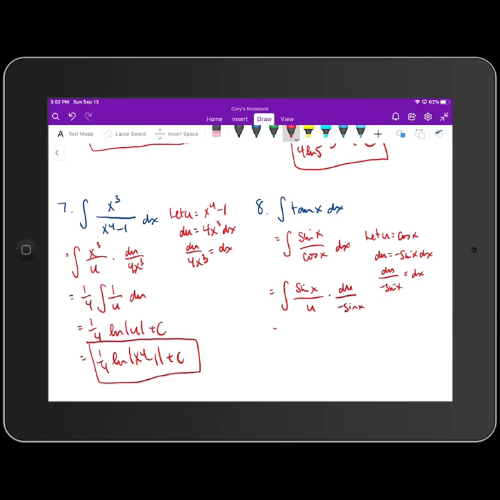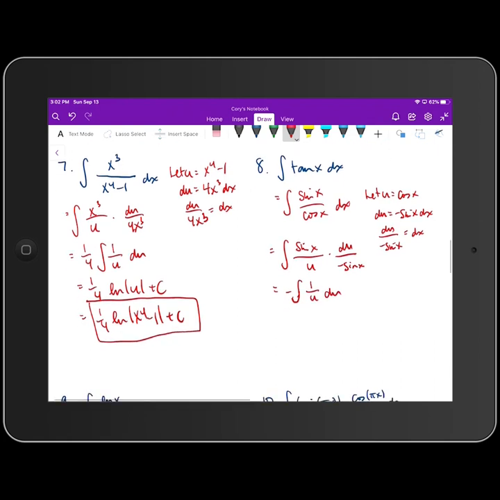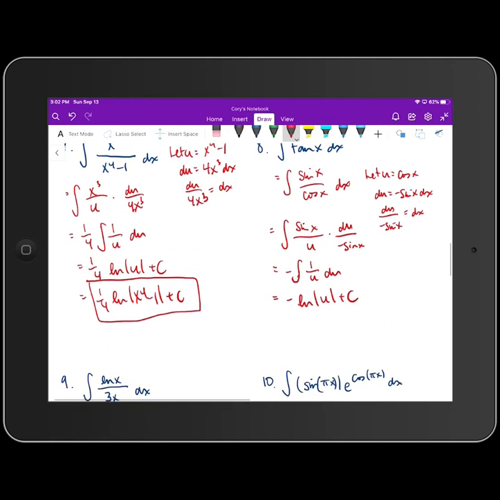So the factors of sine cancel. We can pull the factor of -1 out front, and this becomes the opposite of the integral of 1 over u, which we're integrating with respect to u. So we have our integral written in terms of u and du only, which is what we want, so that's good. The antiderivative of 1 over u is the natural log of the absolute value of u plus c. And then we can rewrite that as negative the natural log of the absolute value of the cosine of x plus c.